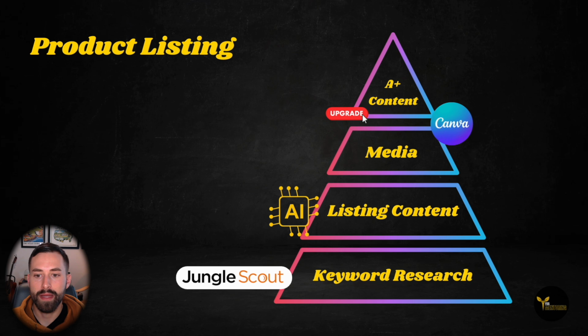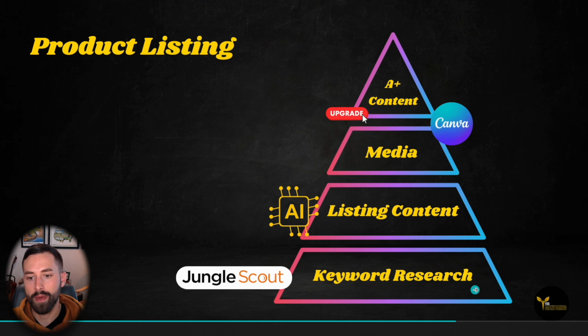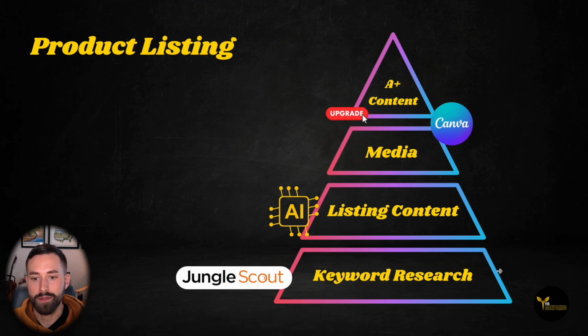So let's take a look at this pyramid. This is what we are going to be working through today, at least partially today, but throughout this entire step 9 lesson, this is what we'll accomplish. The first thing we want to do is perform keyword research. We're going to use Jungle Scout for this, but you can also use Amazon, or you can use Google Trends. You can use a lot of different free resources.